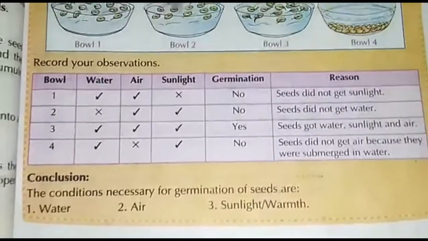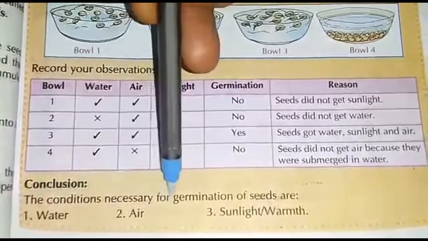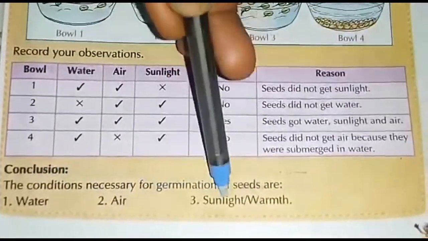So through this activity, the conclusion is the conditions necessary for germination of seeds are water, air, sunlight or warmth.